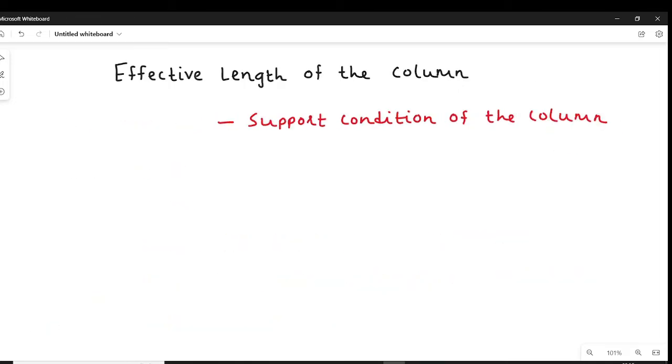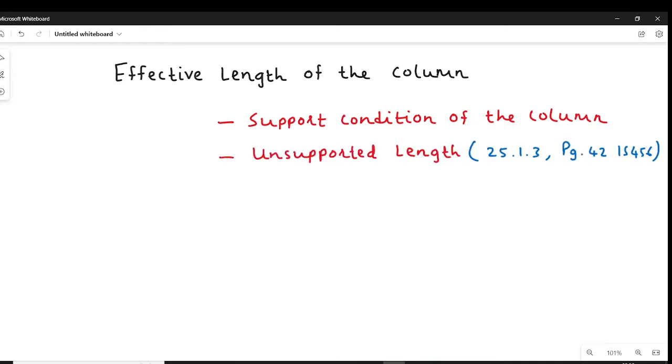Okay. Now you see effective length, it depends on two criteria. First, it depends on the support condition of the column. What is the support condition of the column? Whether the column is a fixed column or a hinge column, whatever the support condition is, depending on that, you have to find the effective length of the column. It also depends on the unsupported length.